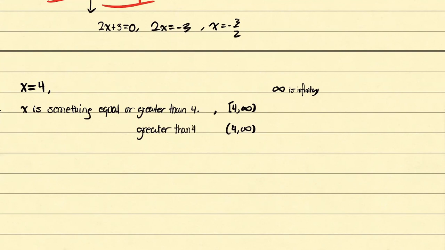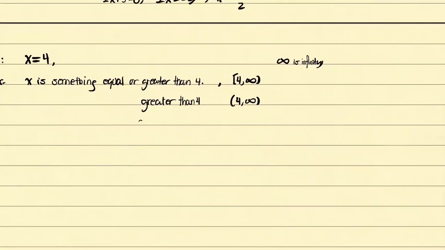Let's say I do something else. Let's say I say greater than 4, but less than 6. So now I'm not free to be a super big value like infinity. I need to write this in some type of interval notation.